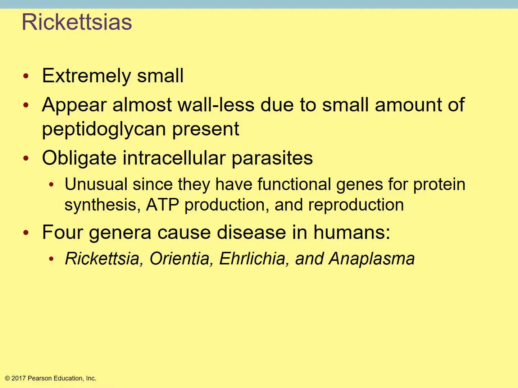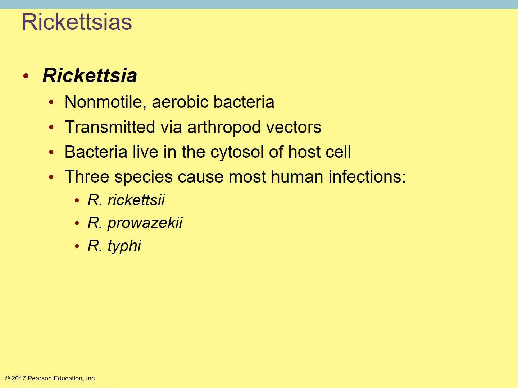There's 4 genera that can cause diseases in humans: Rickettsia, Orientia, Ehrlichia, and Anaplasma. Rickettsia is non-motile. It's aerobic. As I said just a bit ago, it is bacteria. It's transmitted by arthropod vectors.